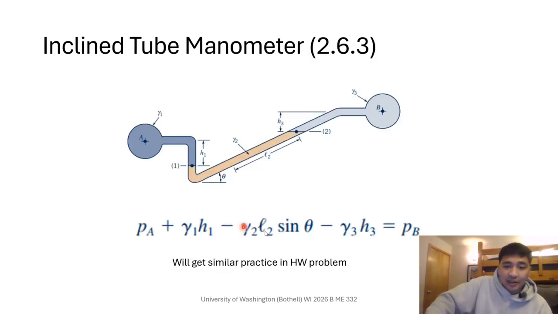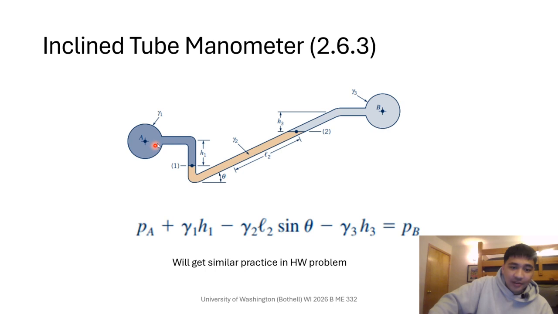Okay, and here, this is one of your homework problems. I guess this kind of gives it away, but it's already in the textbook. If there is an incline of the tube for a manometer, it's essentially the same idea, except the height you just have to calculate using your trigonometry.